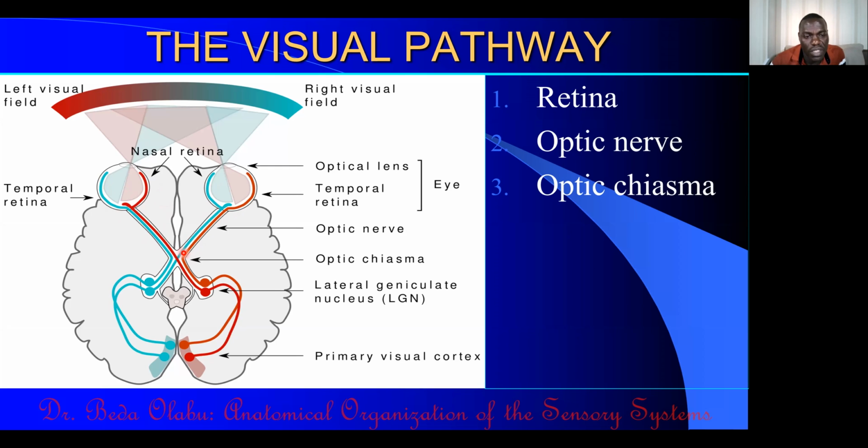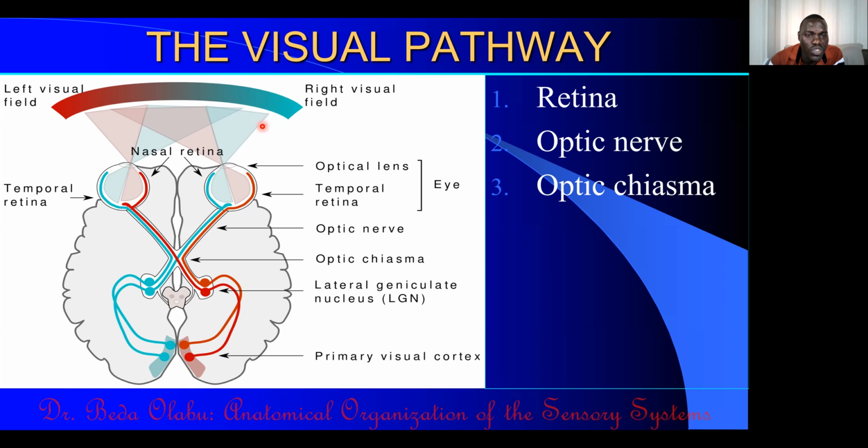Why should these fibers not all decussate? Yet usually we expect that the right side of the brain controls the left side of the body, and the left side of the brain controls the right side of the body. This is the reason. If you follow the fibers which are decussating, you'll notice that these fibers which are decussating are coming from the nasal retina. But which information is on the nasal retina? The information on the nasal retina is the information from the temporal visual field.